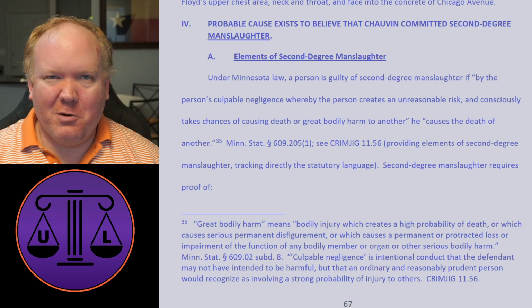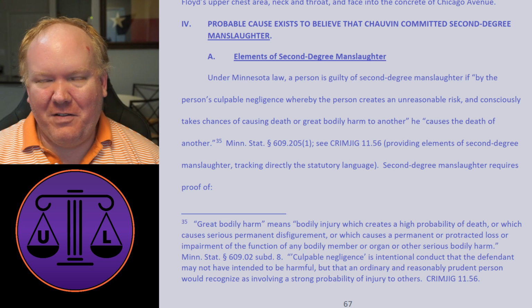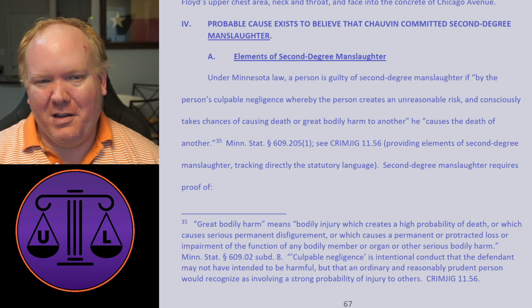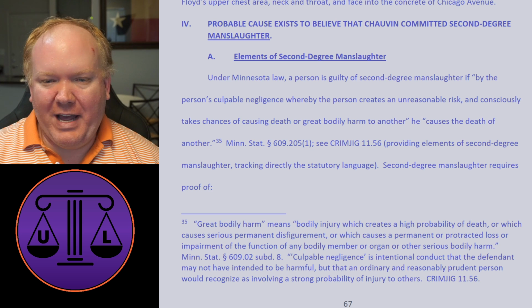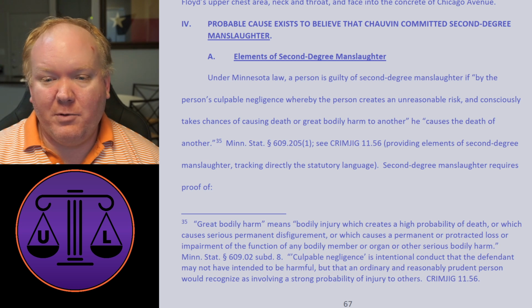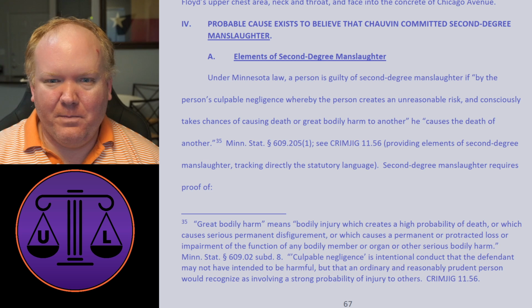means culpable is just another word for you're responsible for it, which is kind of implied in the negligence, because you can't have negligence without having a duty. So you can't be negligent unless you have a duty. And if you had a duty and you failed, then you're culpable, but whatever. A culpable negligence whereby the person creates an unreasonable risk and consciously takes chance of causing death or great bodily harm to another, he causes the death of another.